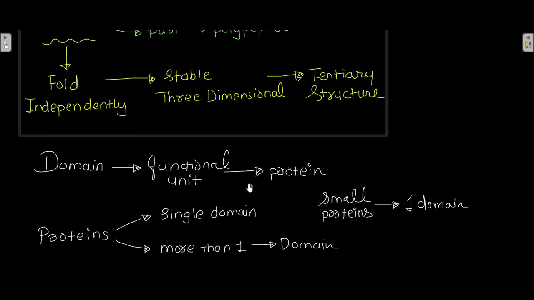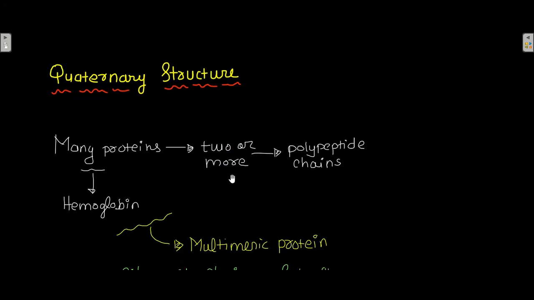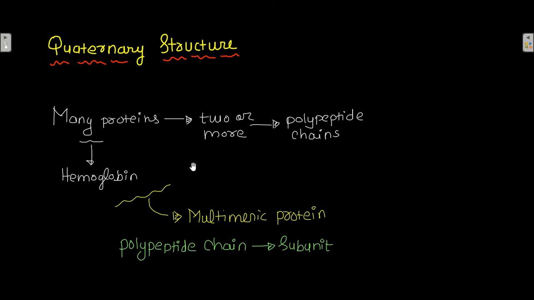Now let's see the quaternary structure of a protein. Many proteins like hemoglobin are made up of two or more polypeptide chains. These kinds of proteins, which are made up of two or more polypeptide chains like hemoglobin, are known as multimeric proteins. Each polypeptide chain of this multimeric protein is known as a subunit. So the proteins which have two or more polypeptide chains are known as multimeric proteins, and the polypeptide chain which makes them is known as subunit.